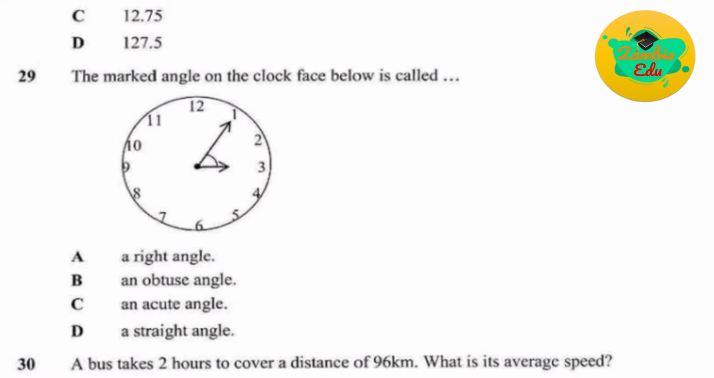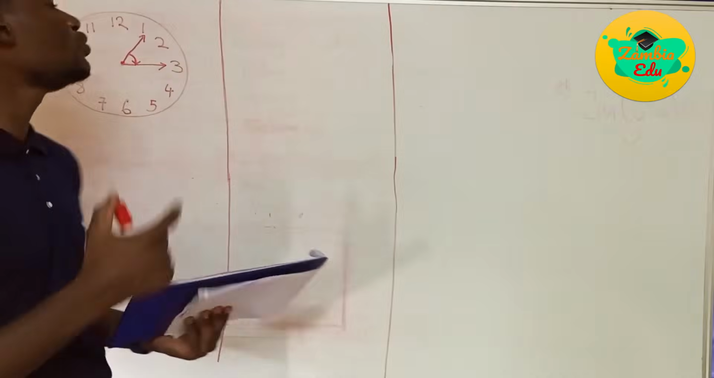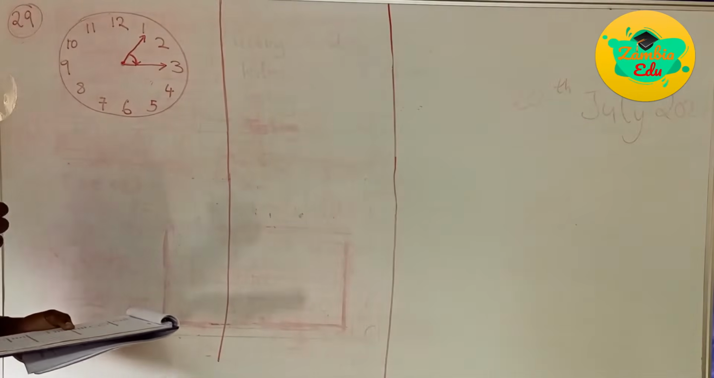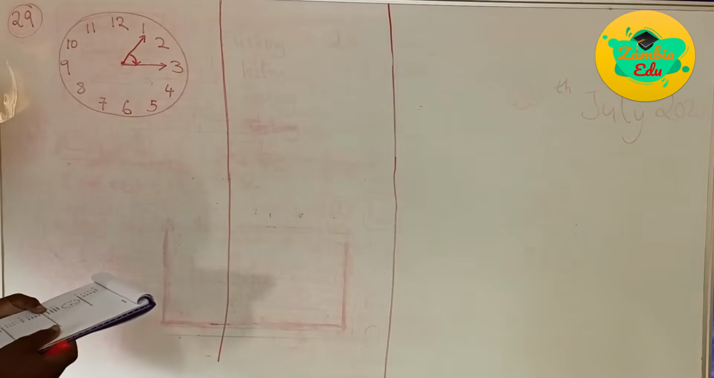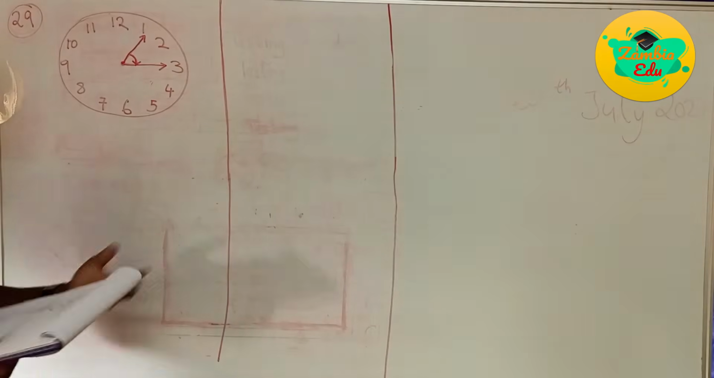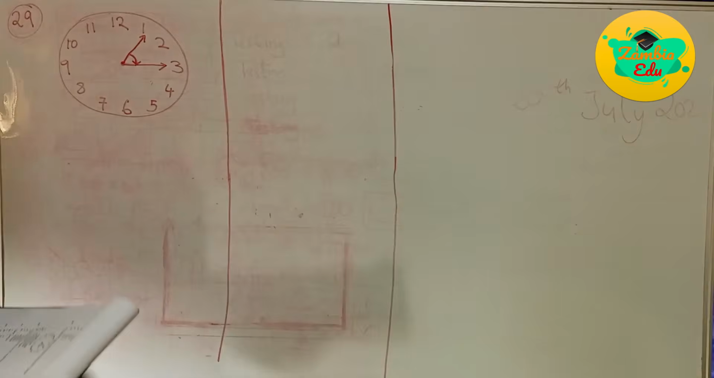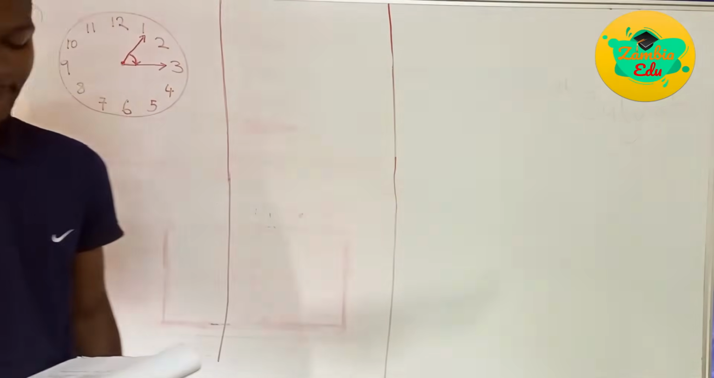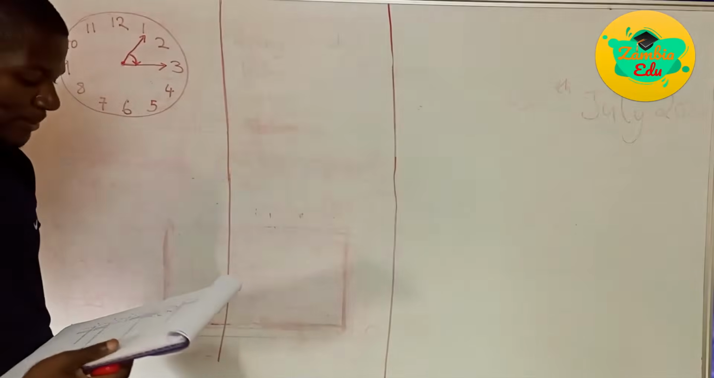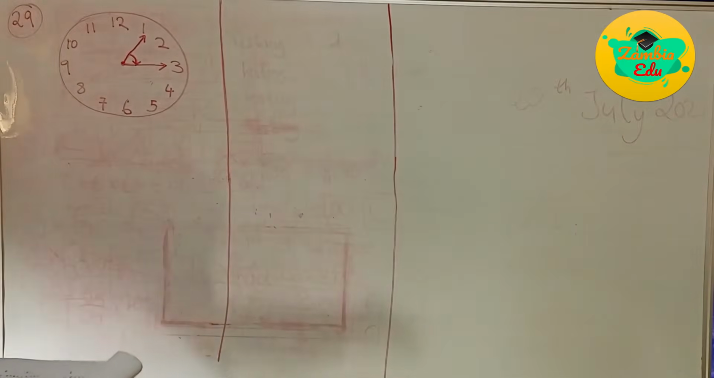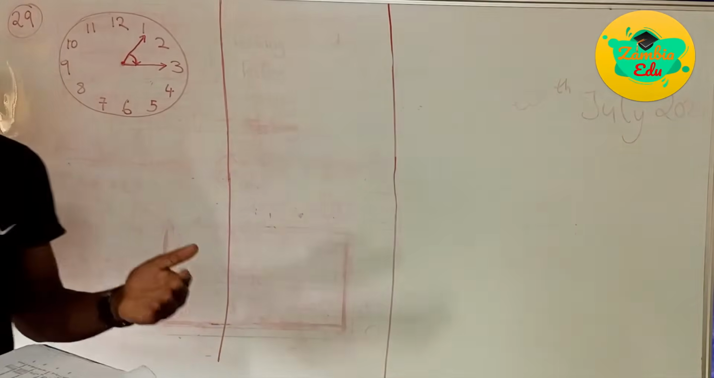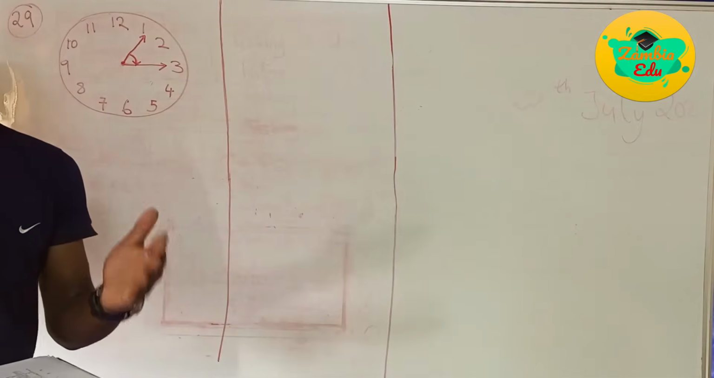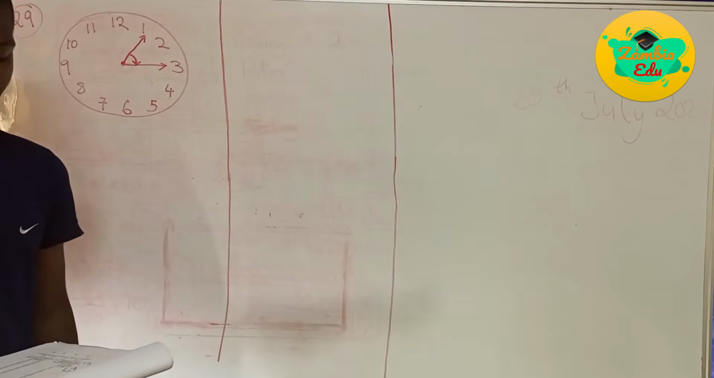So for you to correctly be able to know what angle that is, you need to know all these 4 angles which have been mentioned. The right angle, for instance. What is the right angle? The right angle is an angle which is equivalent to 90 degrees. What about B? It says an obtuse angle. An obtuse angle is an angle which is larger than 90 but less than 180.